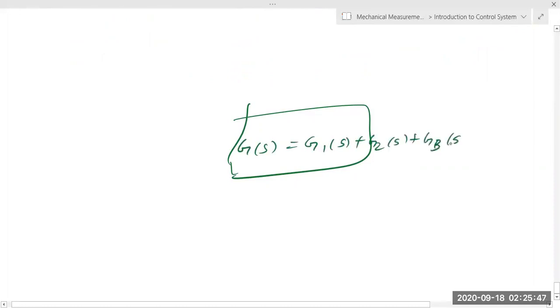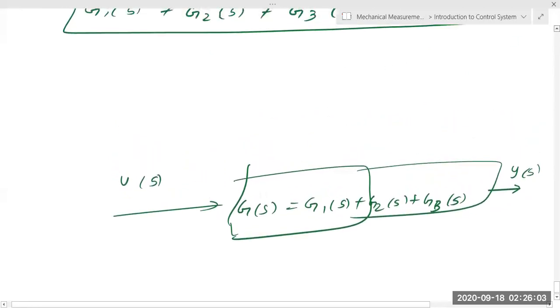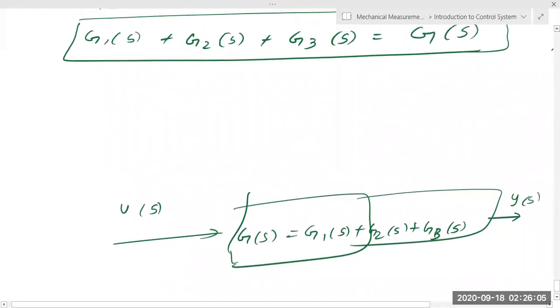Simple. This will be nothing but addition of all three, which will give us y of s upon u of s. I'll tell you how. Now, suppose what is the value of g? If we try to find the value of g of s, I've already written. I'll tell you how. I just forgot to mention it.